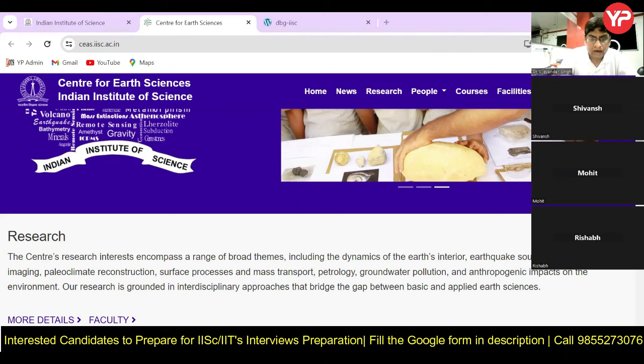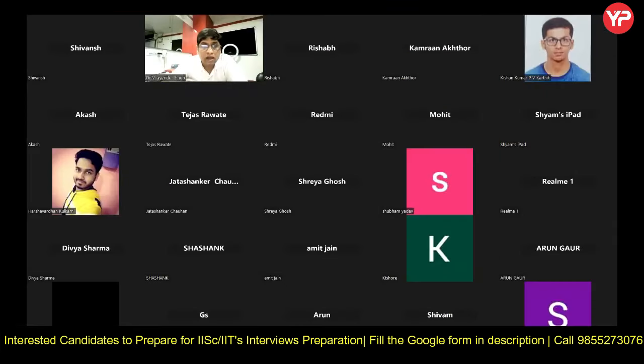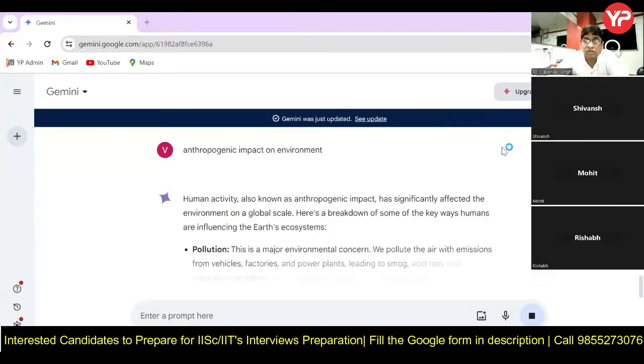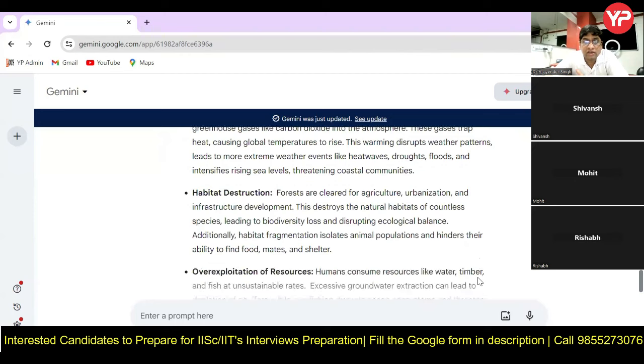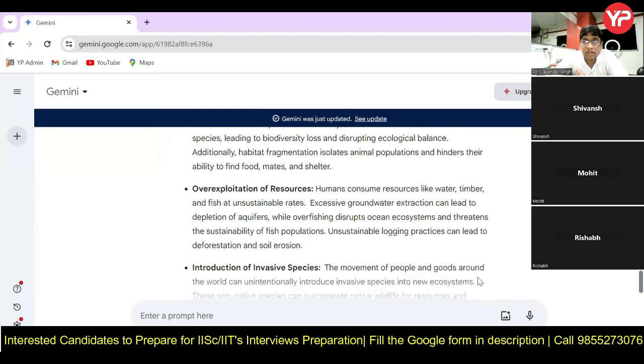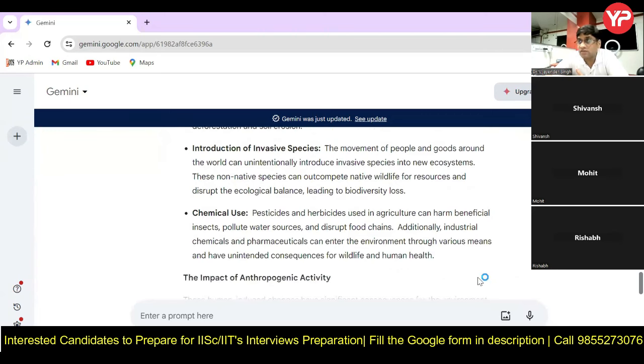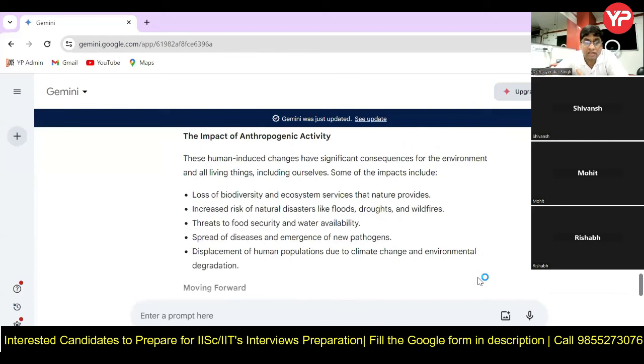You have to see each term mentioned there and find out what that term is all about. Let me share with you what I found related to anthropogenic impact on the environment when I went to earth science. Human activity is known as anthropogenic impact. What do you understand by anthropogenic impact? You say, okay, this is a human impact. Can you tell me what the human impacts on the Earth's ecosystem are? Okay sir, pollution, climate change, habitat destruction, over-exploitation of resources, and invasive species.